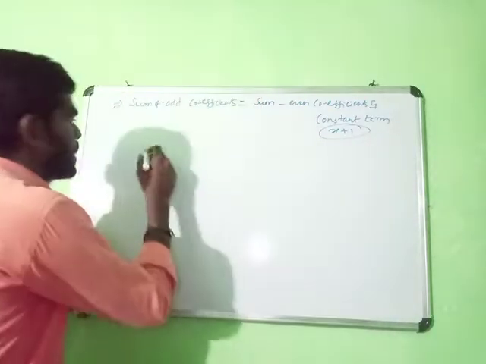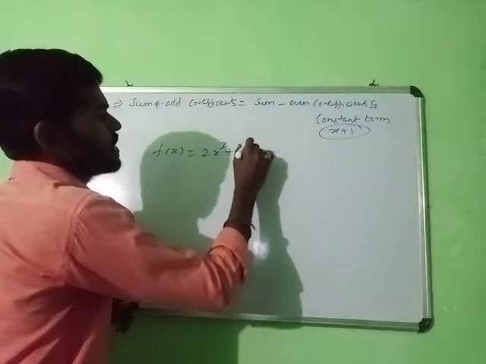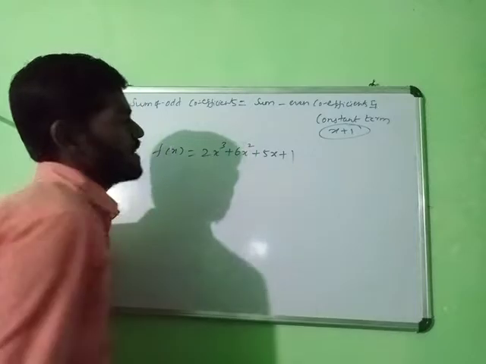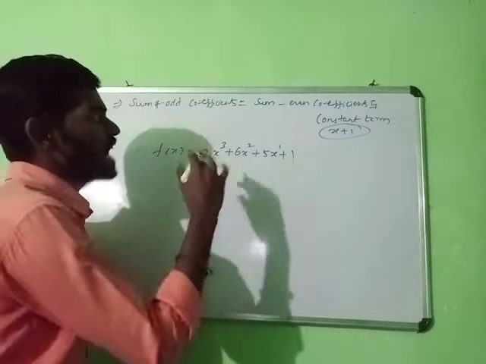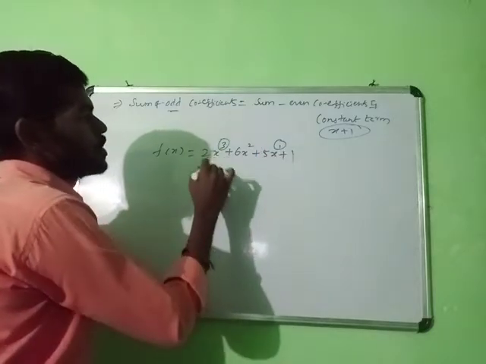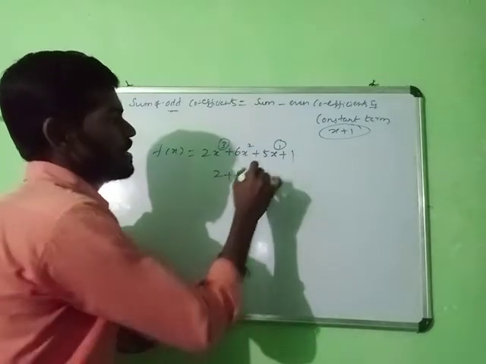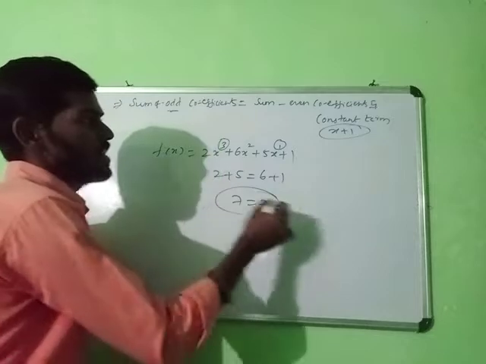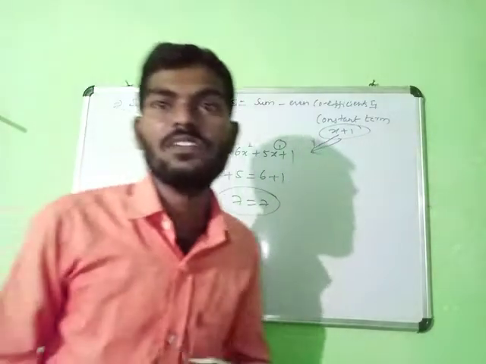Example, take here 2x cubed plus 6x squared plus 5x plus 1. Odd powers: 3 is there, 1 is there. Odd powers, take 2 plus 5. Even powers: only degree 2 is there, 6, plus the constant 1. What will come? 7 equal to 7. Both are equal. Then x plus 1 is a factor of this polynomial.